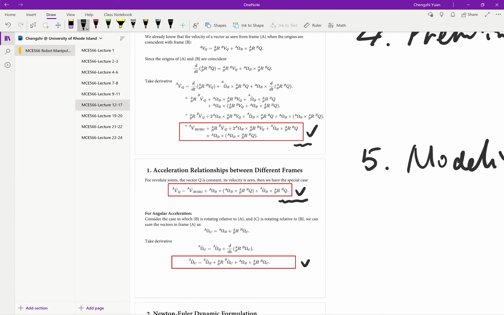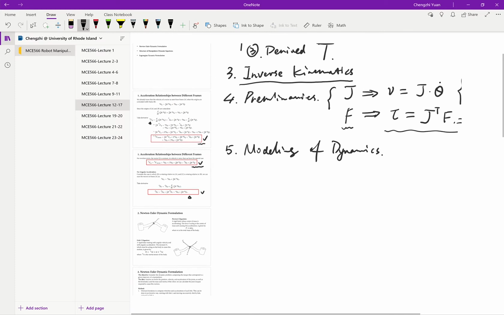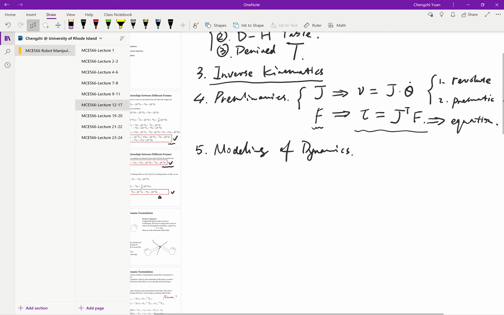So the first one is trying to establish the acceleration information, VQA, using the velocity and acceleration information of the point Q at another reference frame. And the last equation is trying to connect the angular accelerations. Based on these results in the last class, we try to establish the dynamics of the given robotic manipulators. So the key idea, let's do a quick review.